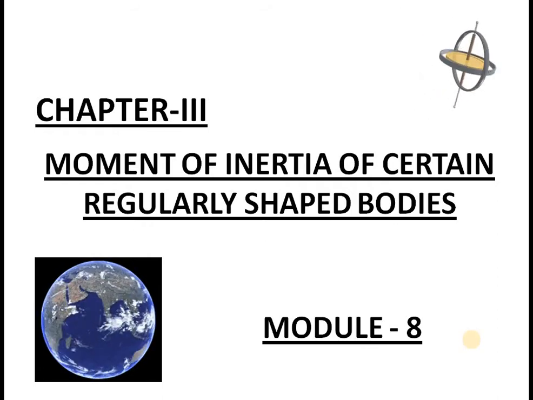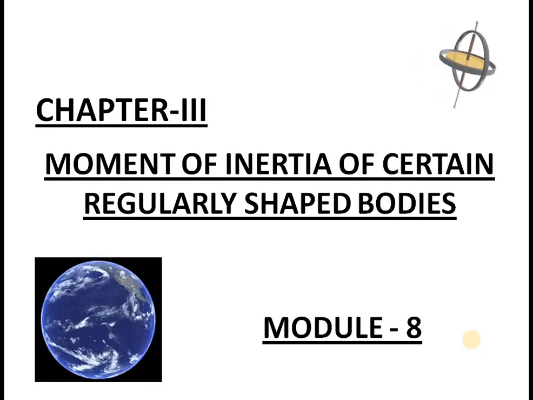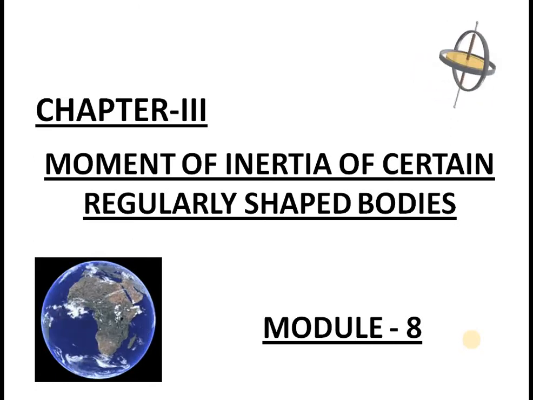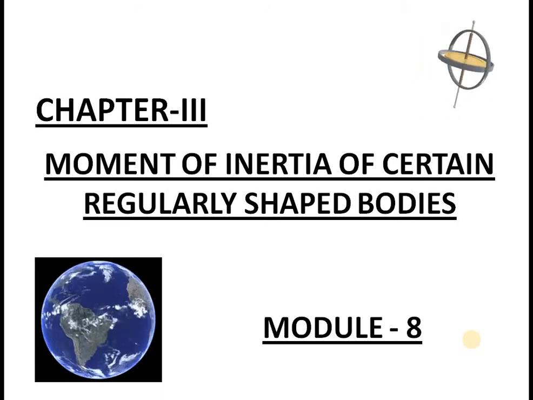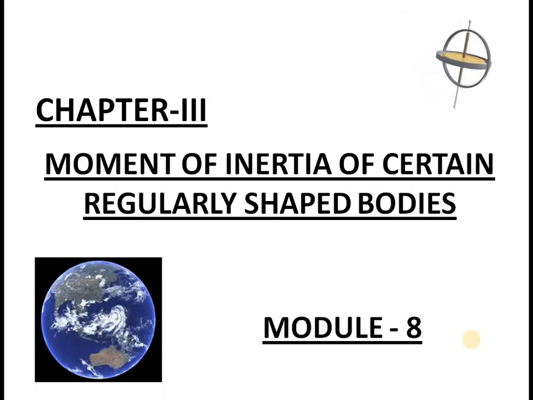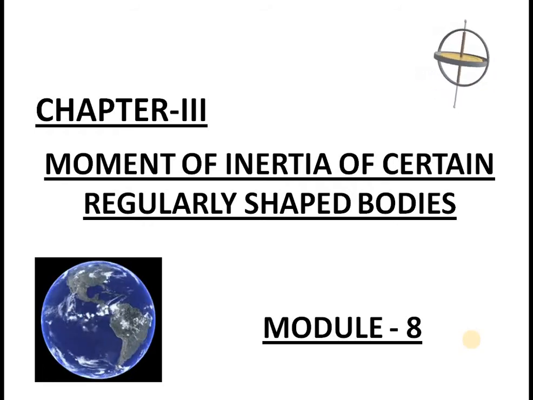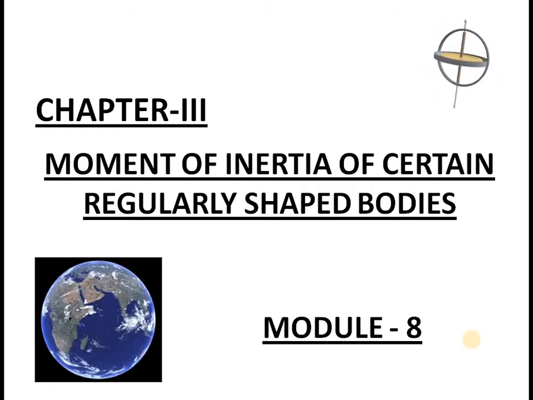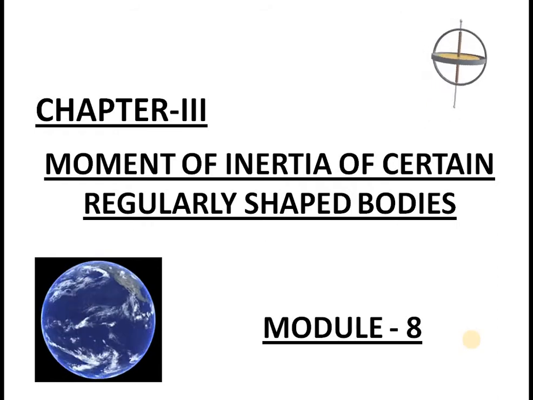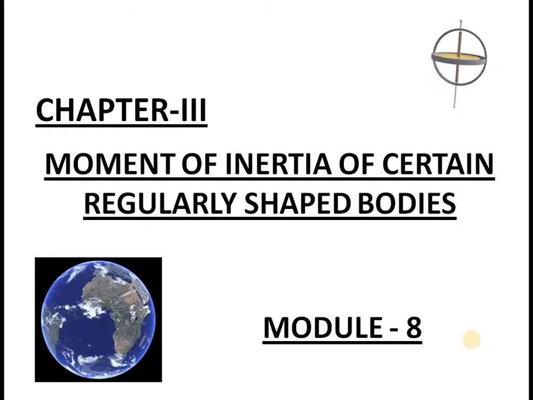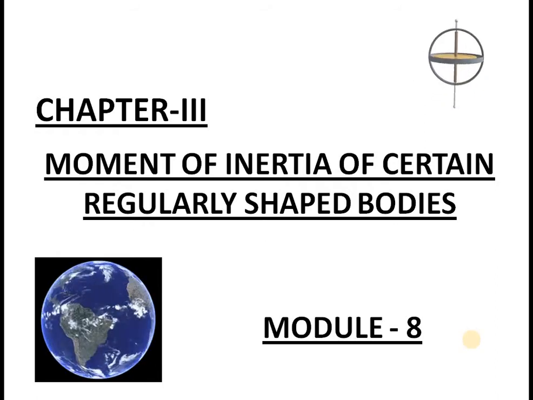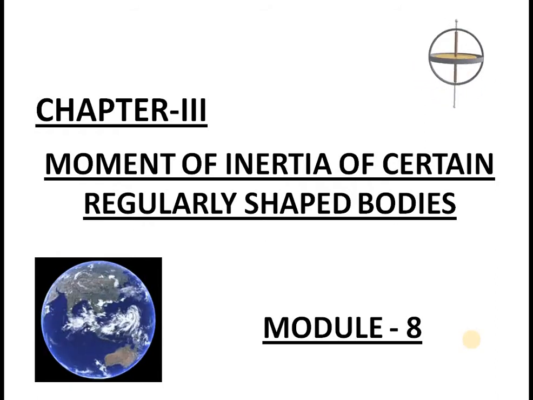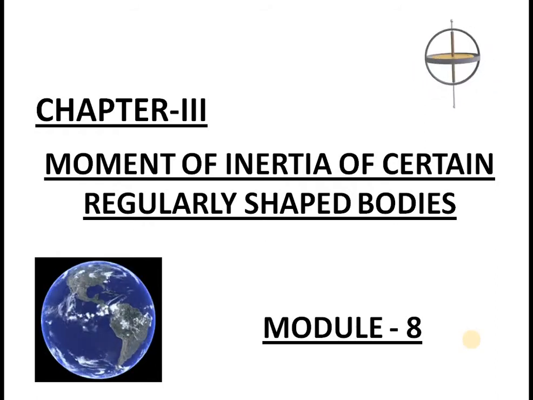And this time we will see some regularly shaped objects. Okay, bodies having regular shape. For example, a ring or a sphere or a plane sheet, like that. Such bodies have symmetrical shapes or regular shapes. Okay, so moment of inertia of such bodies can be easily calculated with the proper parameterization.